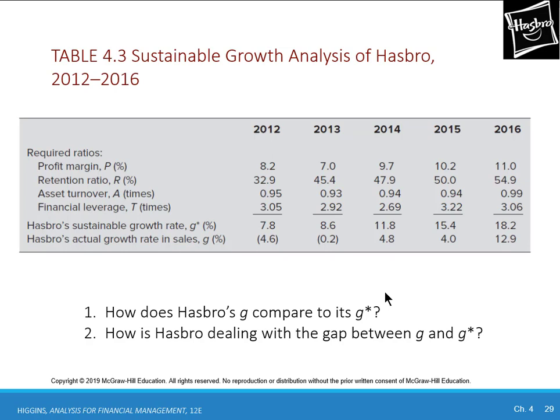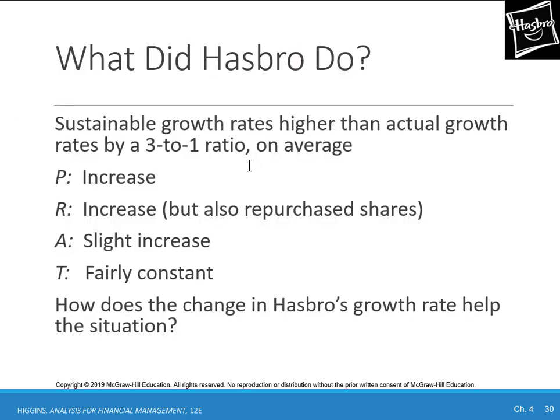So what does this mean for Hasbro? How did they fix this? Well, they increased some profitability. Again, if you go back and look at that graph, you can look at that. They increased their retention rate. They also repurchased some shares. We're going to talk about this a little bit later on in this video, how that might help. They have an increase in asset efficiency, but their leverage ratio was fairly constant. So they made some changes over this time frame that brought them closer to balance.